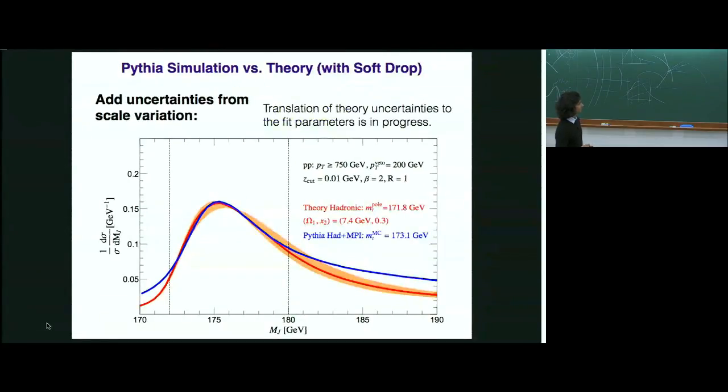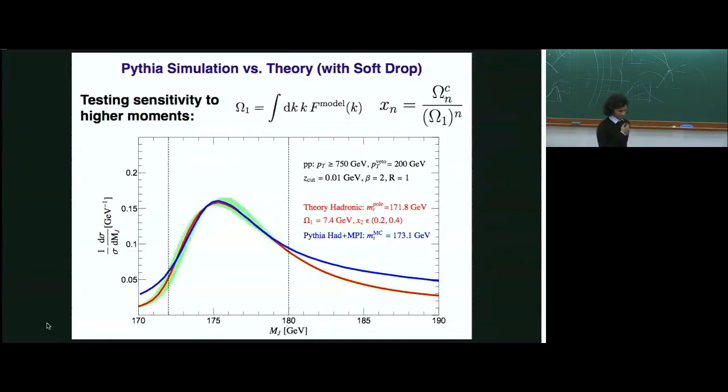And here I'm showing the level of uncertainties you get when you change the renormalization parameters, the mu parameters. And we're still working on translating this theory uncertainty to the uncertainty in the fit parameters. As I mentioned in one of the slides before, you can tune the MPI or hadronization only through one parameter, omega 1. But I'm also using another parameter, X2, over here. What this X2 is, is just a ratio of the cumulant divided by omega 1 raised to that power. This is done to make sure that omega 1 contains the dimension of the scale, and the higher moments are encoded in this dimensionless parameter.